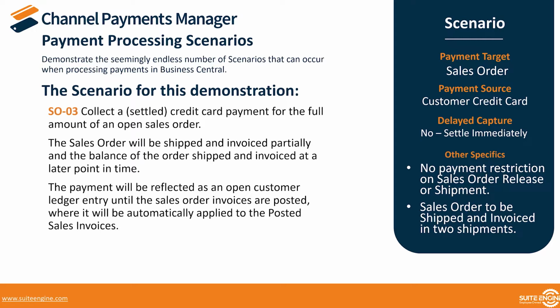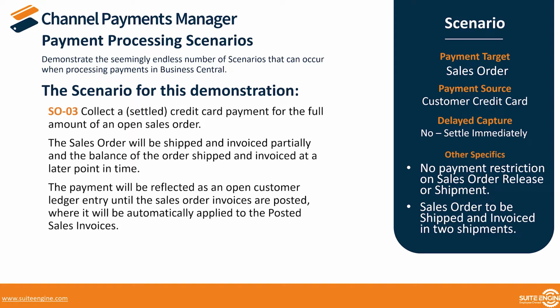Today's scenario, we will collect a credit card payment for the full amount of an open sales order, but then do partial shipments. So we'll fulfill the sales order with two separate shipments. Again, we're going to settle immediately, right when we take the payment. We're not going to impose any payment restrictions on release or shipment. And then again, we will ship the sales order in two separate shipments.